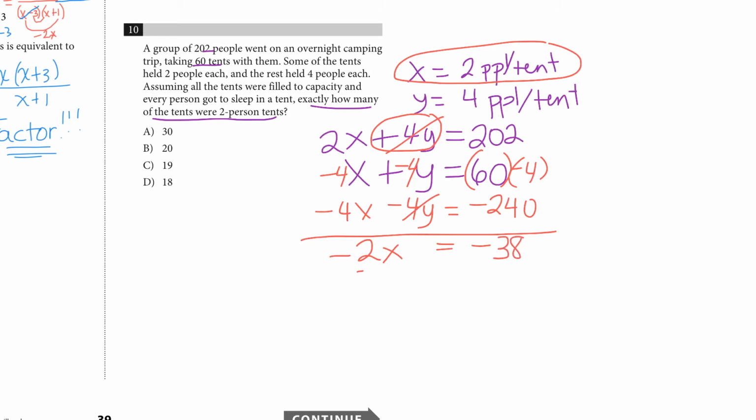And if you divide by negative 2, that means X, which is the number of 2-person tents, is equal to 19. So in this case, is there an answer there that says 19? Yeah, the answer would be answer C.